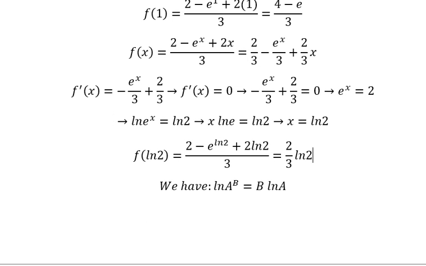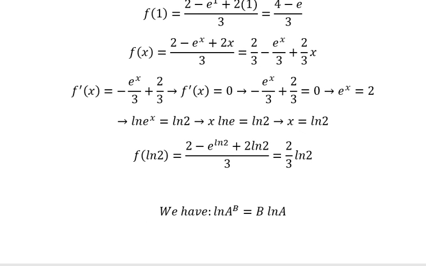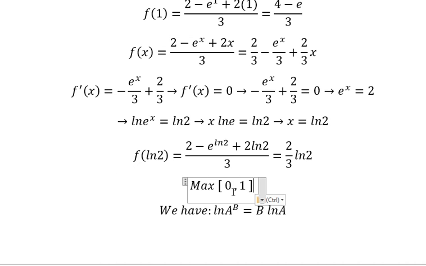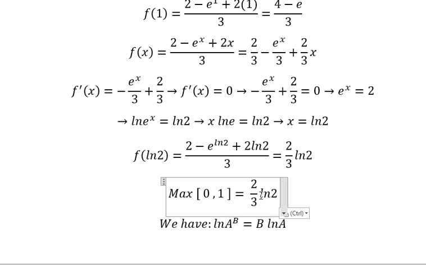So the maximum value of this function from this interval in here, that is this one. And here is the final answer.